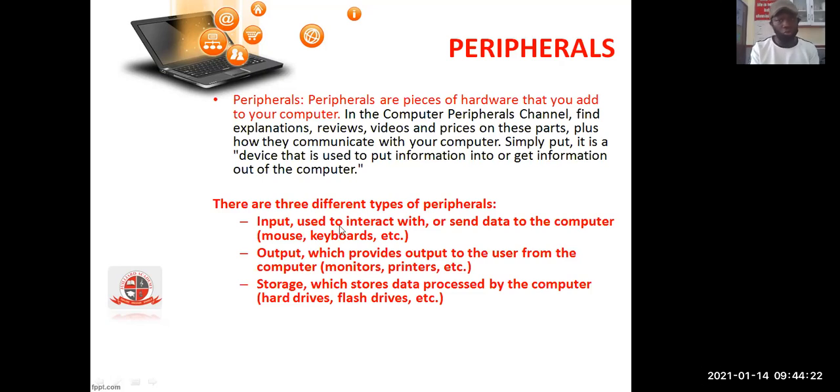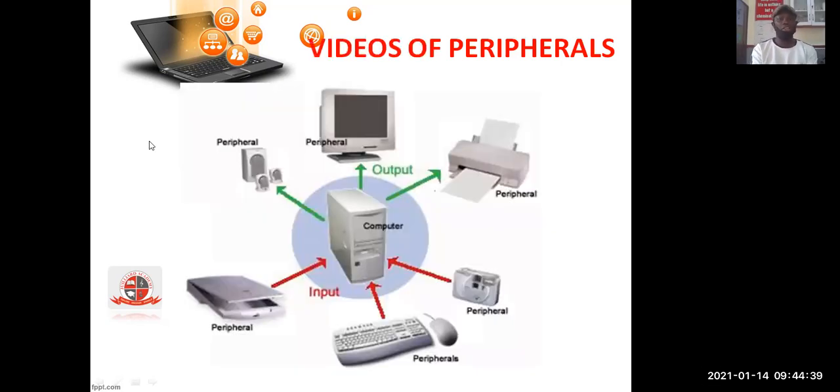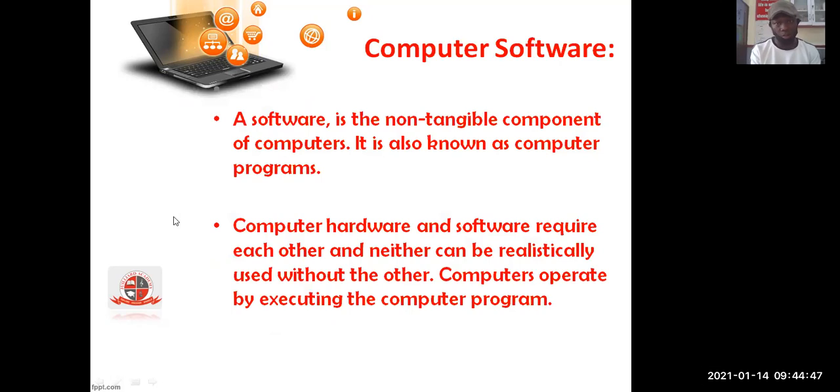You have the input peripherals, used to send data into the system. Examples are mouse and keyboards. You use your keyboard to send text into your system. Output peripherals, examples: your monitor and printers. And storage peripherals, you add an external hard drive, actually. So there you go. You can see the image there, with the system unit in the middle, and you can see all the other peripherals right there.